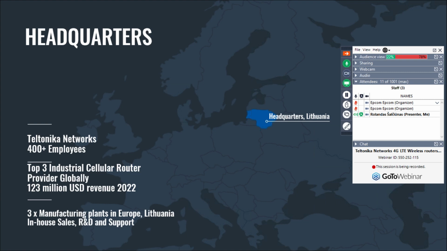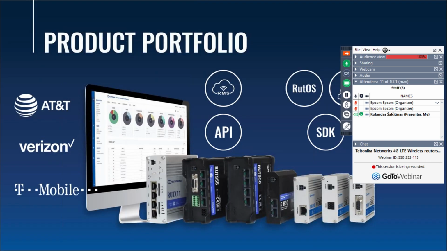Then talking a little bit about our company location in Europe. We have 3 manufacturing plants, manufacturing routers and all our stuff. Our capacity, I think, in 1 month we managed to manufacture like 500,000 devices. So we have big capacity, short lead times, high quality. We have our own sales team, R&D team, technical support. And we are considered in the industrial space top 2, top 3 manufacturer globally, specifically in the industrial cellular router space.